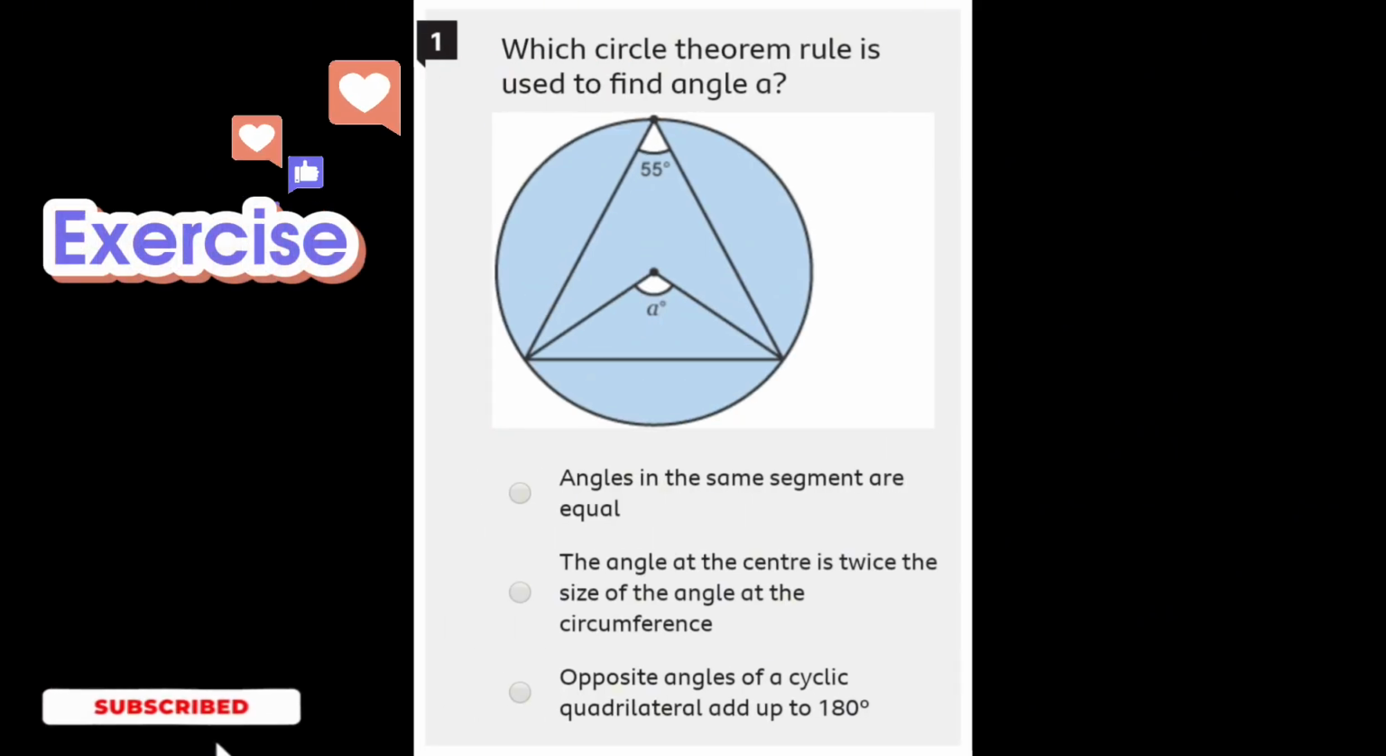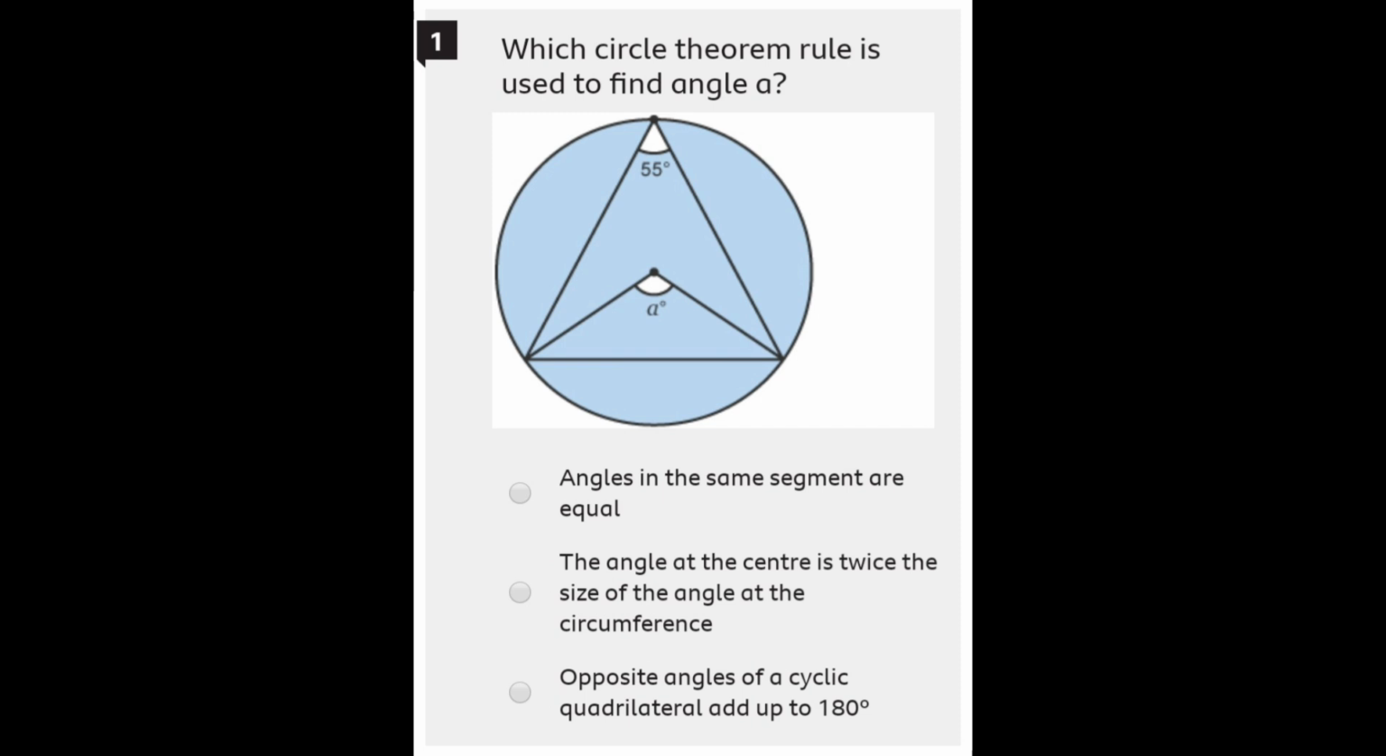In the diagram, you have the angle at the circumference is 55 degrees and the angle at the center is alpha degrees. Which circle theorem rule is used to find angle alpha? And the answer is, the angle at the center is twice the size of the angle at the circumference.